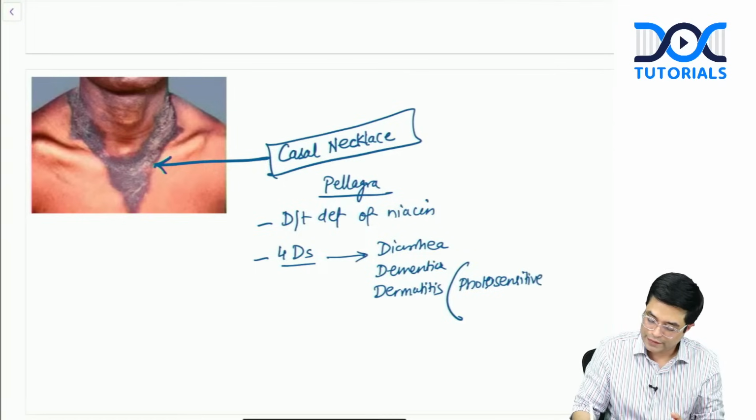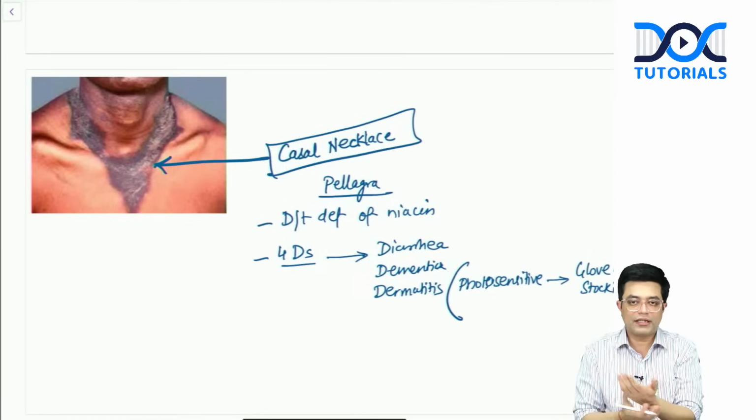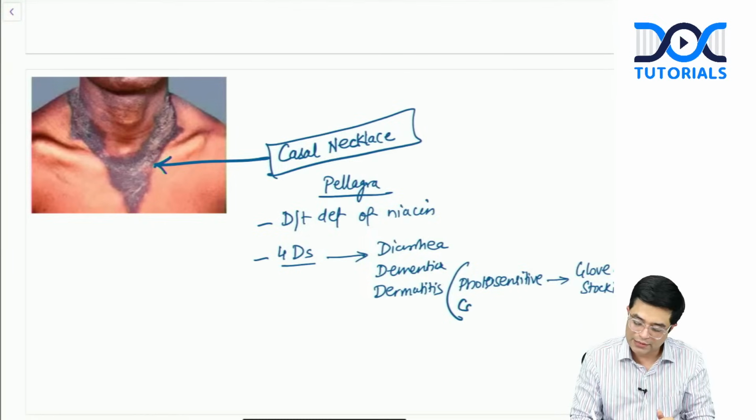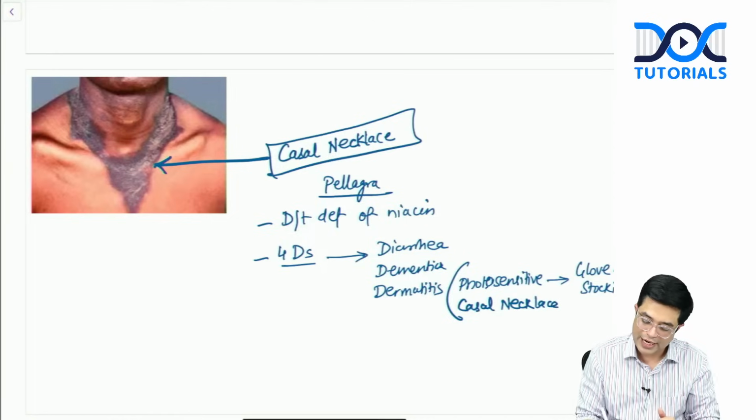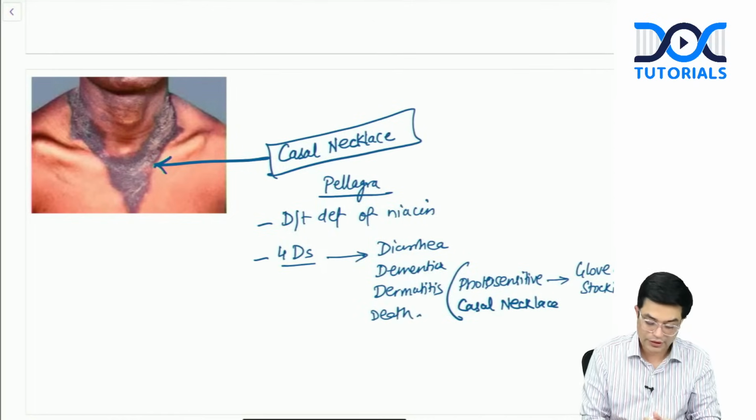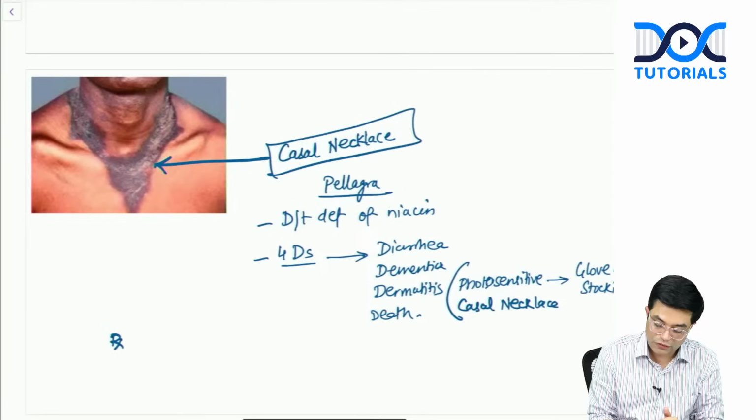Photosensitive rash which predominantly occurs in glove and stocking distribution. So, gloves and stocking जहाँ डालते हैं उस area में rash होता है and many times rash takes the form of a Casal necklace as has been shown in the picture and death can also develop in the patient, right?